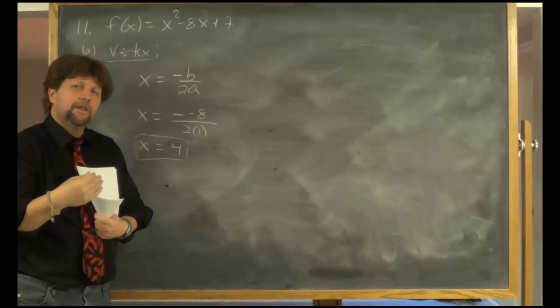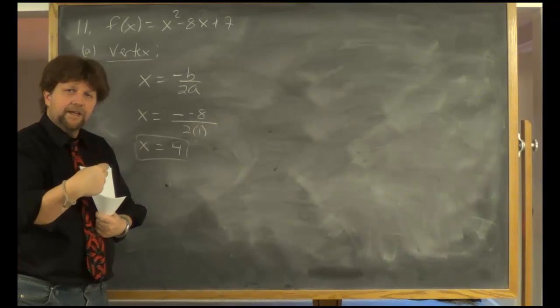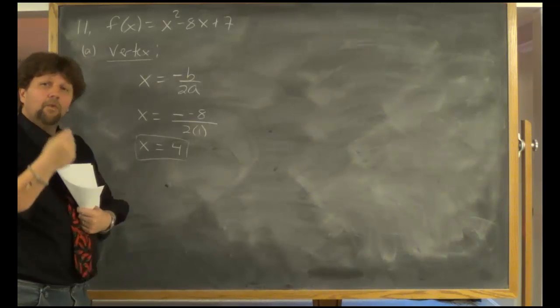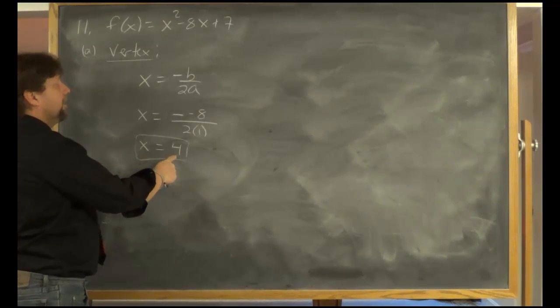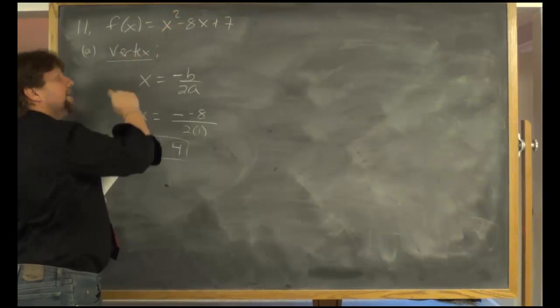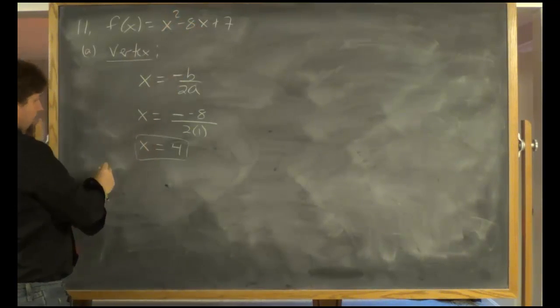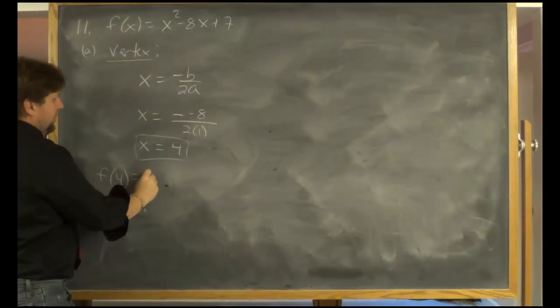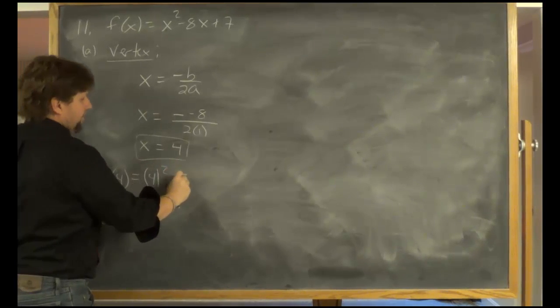That's just the x-coordinate of the vertex. We need to also get the y-coordinate. The vertex is a point. It has an x-coordinate and a y-coordinate. So to get the y-coordinate, you just have to take the 4 and toss it in here for the x's. In other words, you evaluate the function at 4. So we toss the 4 in for the x's.